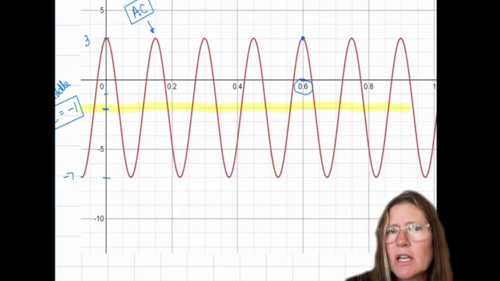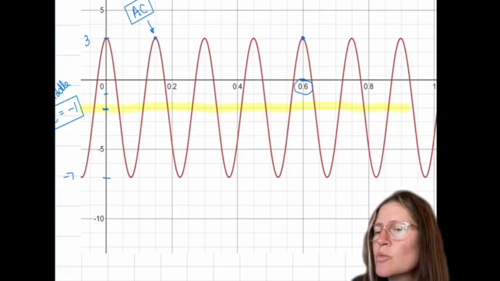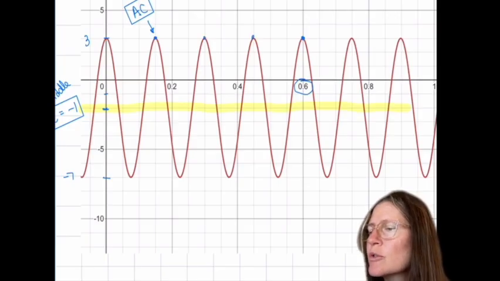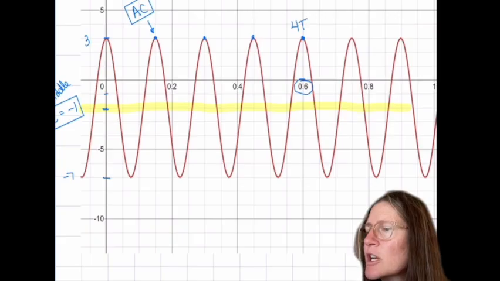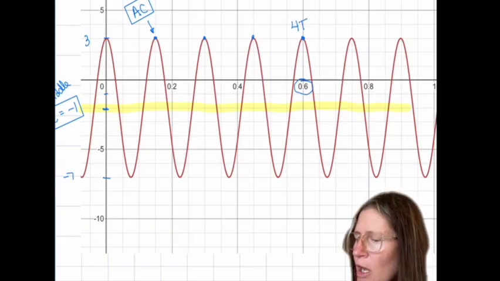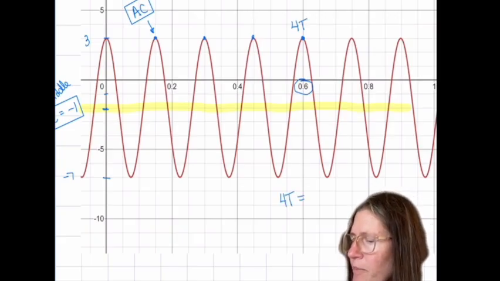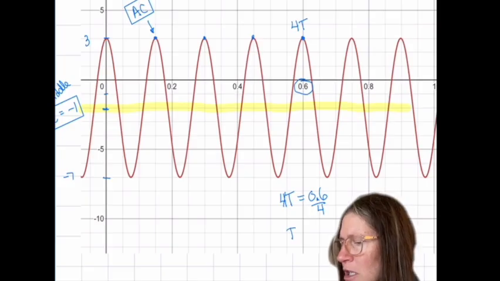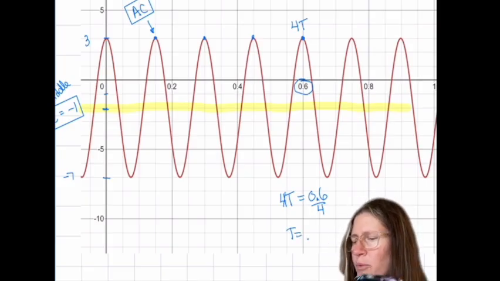Then we have to define how many cycles there are. So there's 1 cycle here, 2, 3, 4. So this is going to be 4 time periods is equal to that 0.6. So just solving this for t gives a value of 0.15.